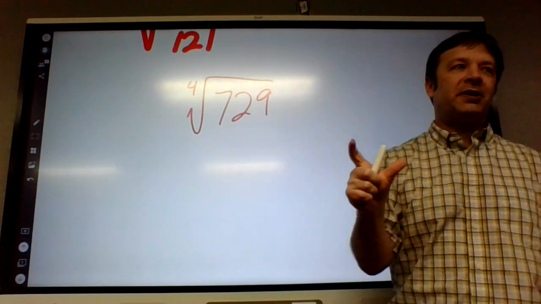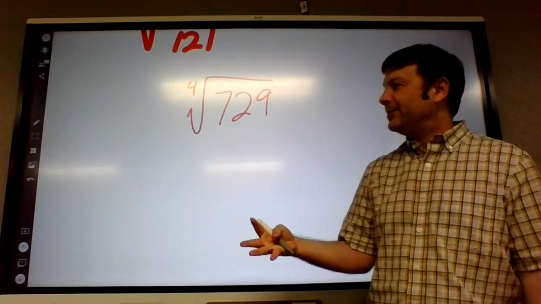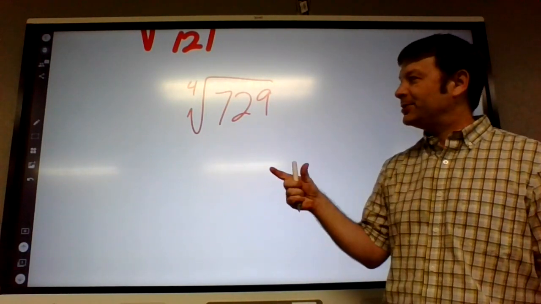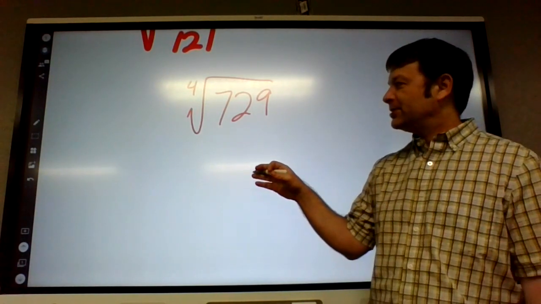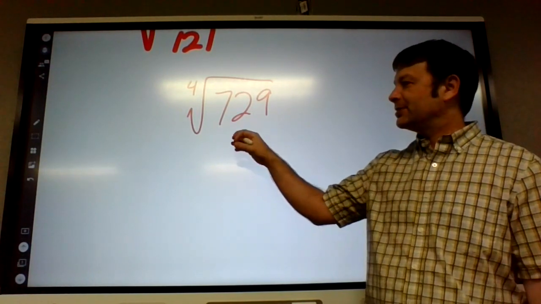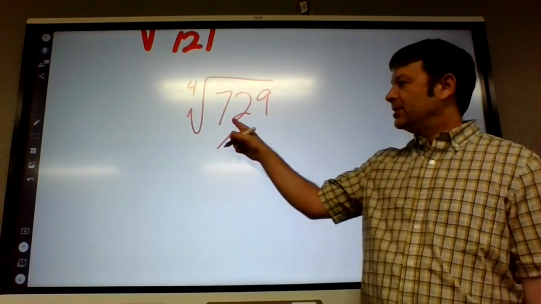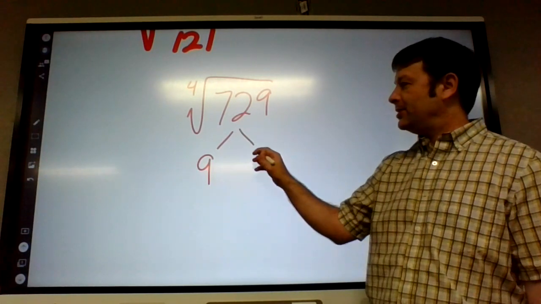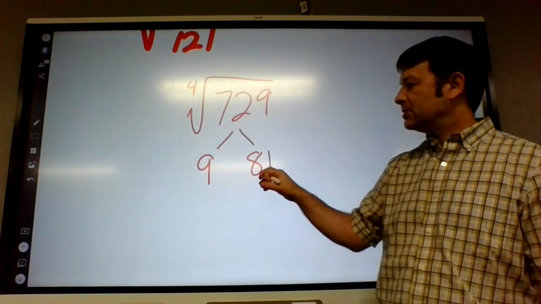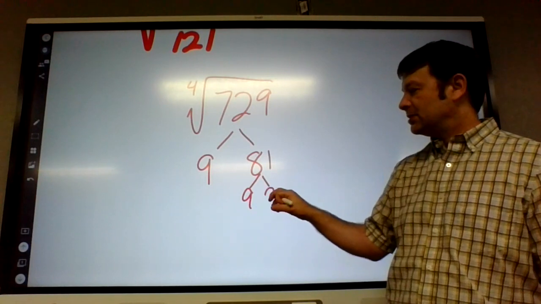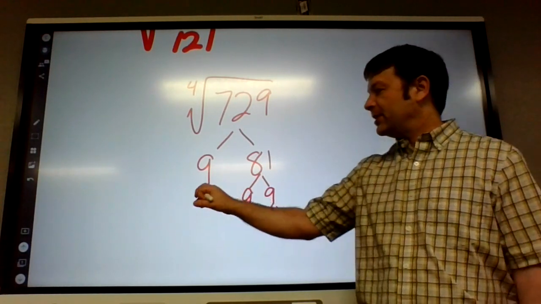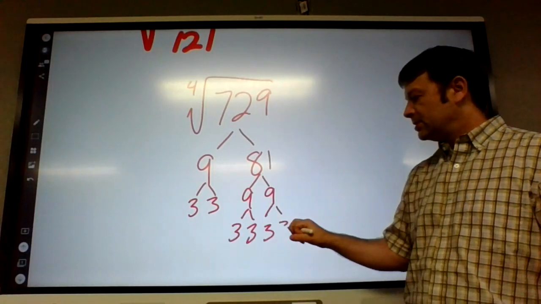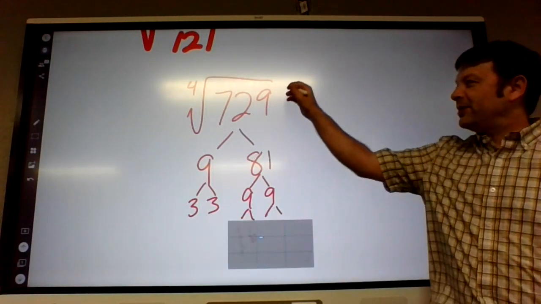Now, you could plug it in the calculator and spit out a decimal, but that's almost never what we want. We want the simplified version, which means no decimal. So how did we simplify this? Tree. So you figure out what 729 is divided by. If you divide by 9, you would get 81. And then the 9s become 3s.